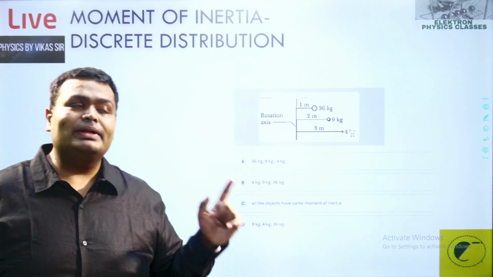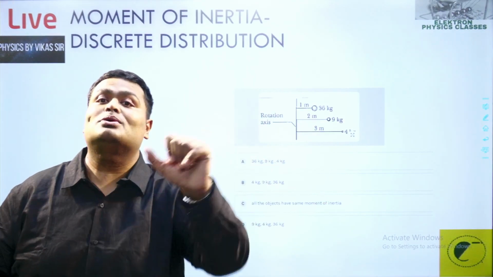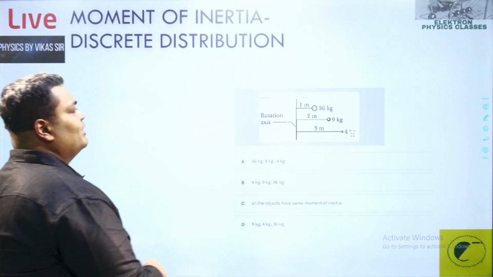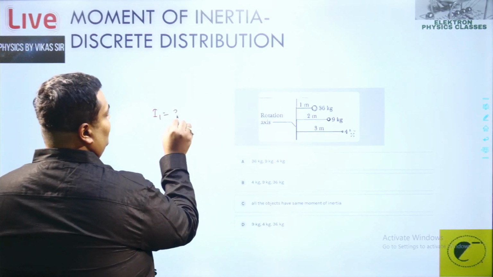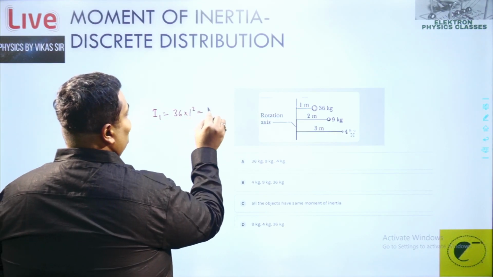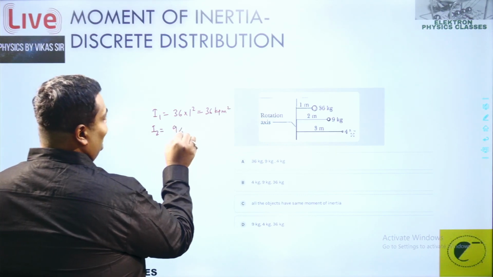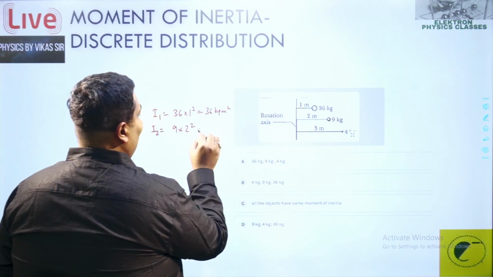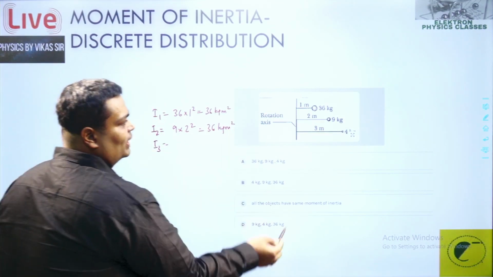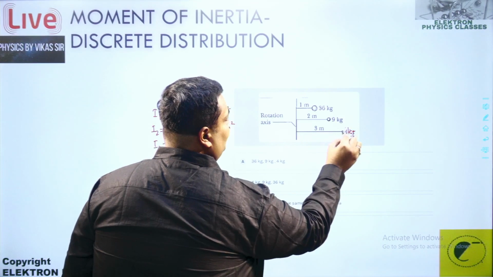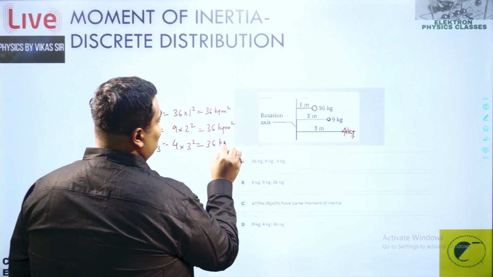As I said, the moment of inertia depends upon the distribution, as well as the axis, and also the mass. So if I check for the first particle, I1 is equal to 36 into 1 square, that's 36 kilogram meter square. For the second particle, that is 9 into 2 square, m r square, that's once again 36 kilogram meter square. And for the third particle, that's a 4 kg particle, 4 into 3 square, that's once again 36 kilogram meter square.